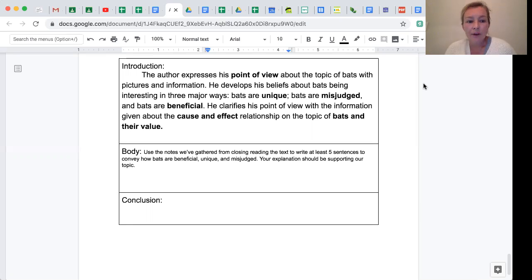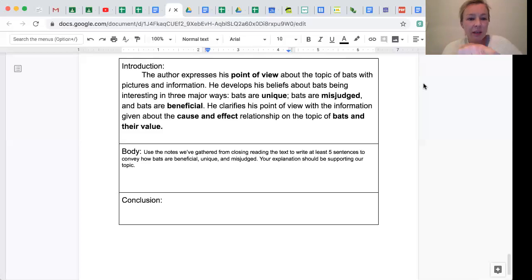So our author obviously thinks bats are very interesting, okay? So that's the long version of their point of view and how they set up the text to share that point of view with you, and what the value is, that they're beneficial, unique, and they were misjudged.